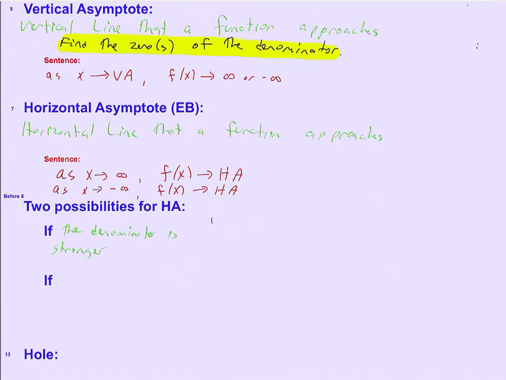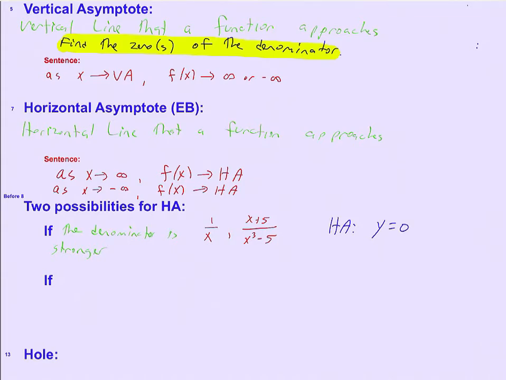So the denominator has a higher degree than the numerator, like 1 over x, where the denominator is linear, x to the first, but the numerator is constant, which is like x to the 0. Or if the numerator was linear and the denominator was bigger than linear, quadratic or cubic, something like that. These are examples of the denominator is stronger than the numerator. In all of these examples, the horizontal asymptote is super simple. It is just y equals 0.